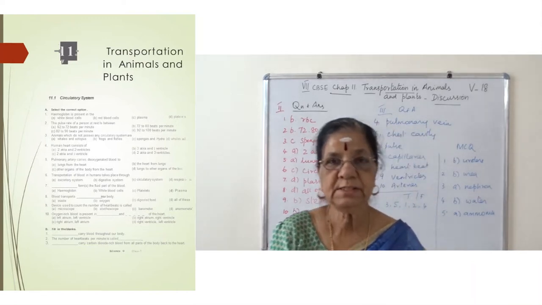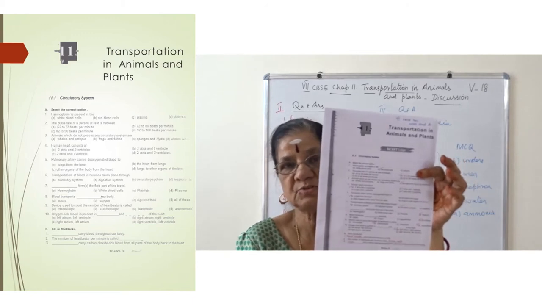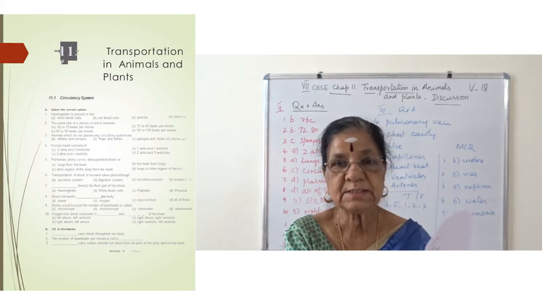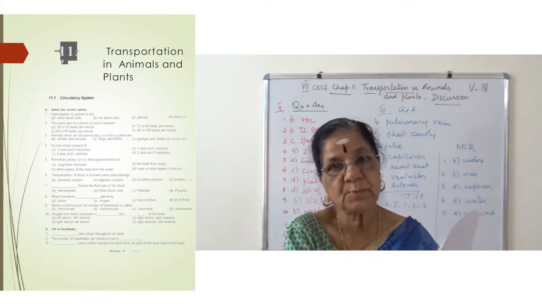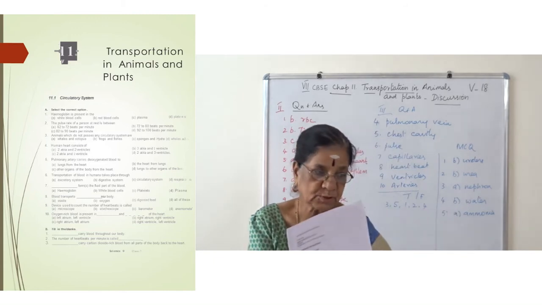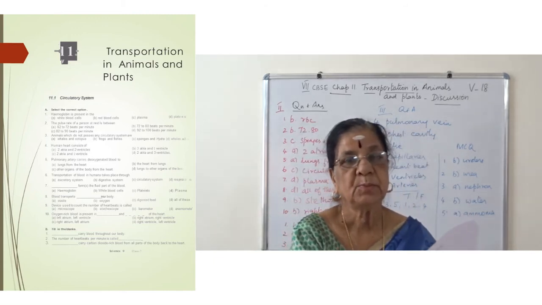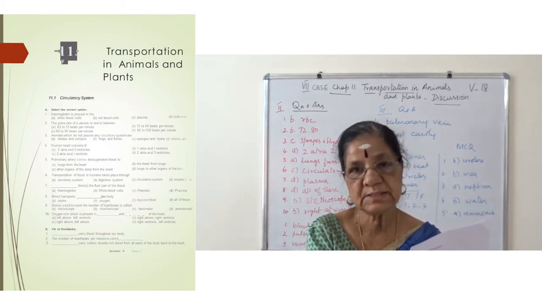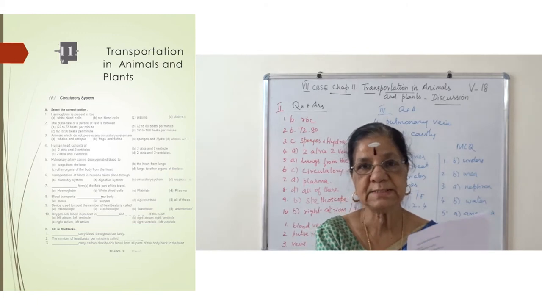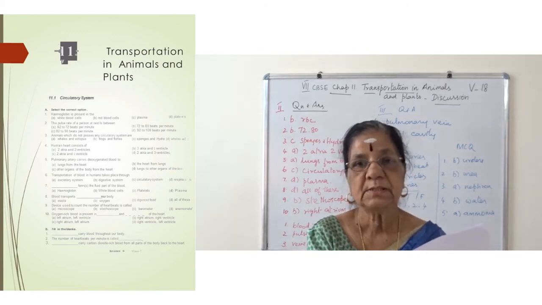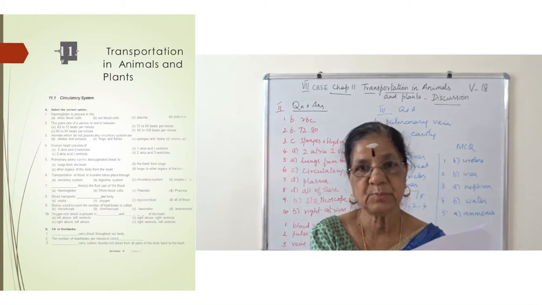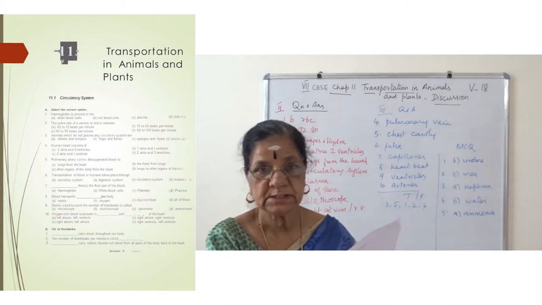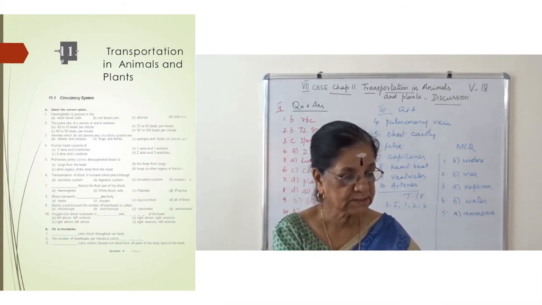Now you will get this worksheet. Now this discussion, for my reference, I have given it as worksheet 2. First, reproduction in plants was worksheet 1. Now, worksheet 1 is my reference, but we are going as discussion of the lesson, Chapter 11, Transportation in Plants and Animals. We are discussing video number 18. Now circulatory system questions.